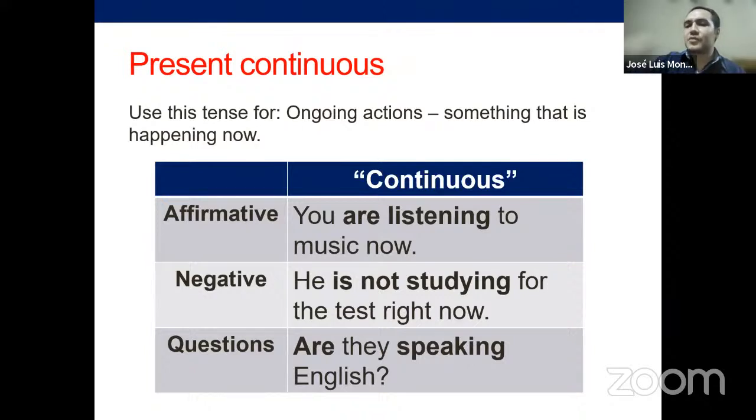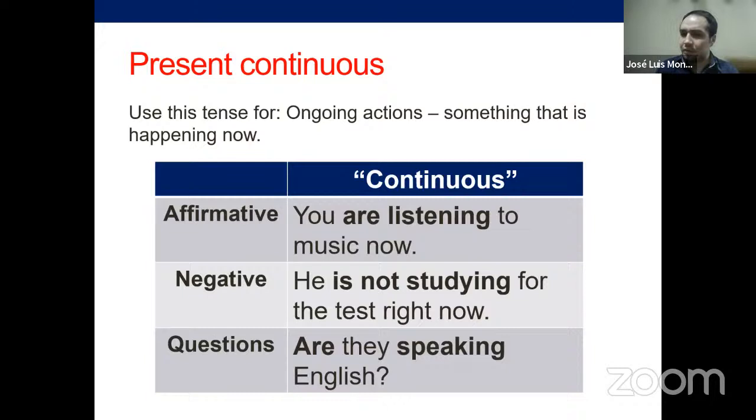Again, this is for something that is happening now or something that is happening in a period of time in the present. So let's read those three examples, please, Leandro. Affirmative. You are listening to music now. Negative. He's not studying for the test right now. Questions. Are they speaking English? Very well, right? This is very simple because you use the verb to be, and here you use another verb. The main verb is with ing, and that's the present participle. And this entire tense is the present continuous.